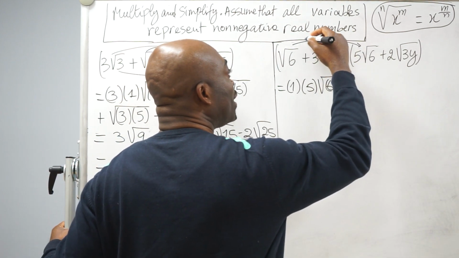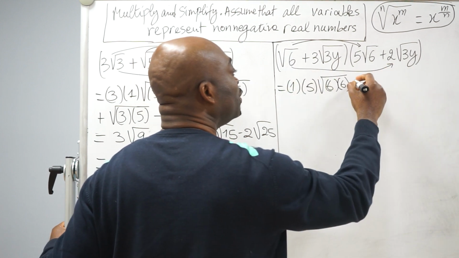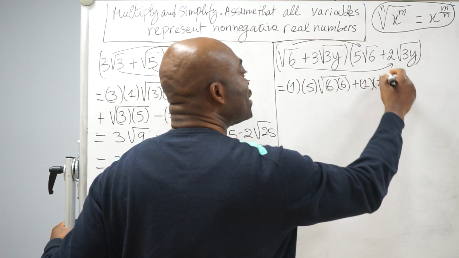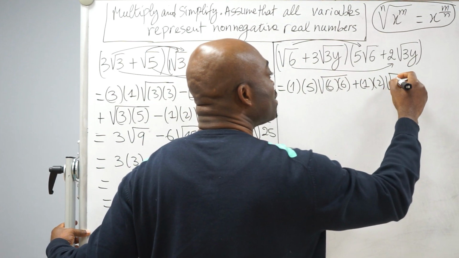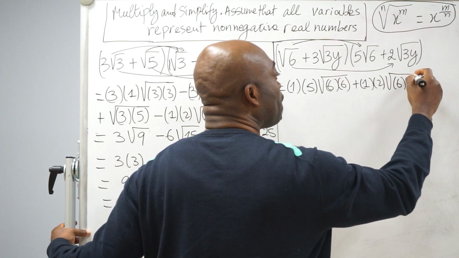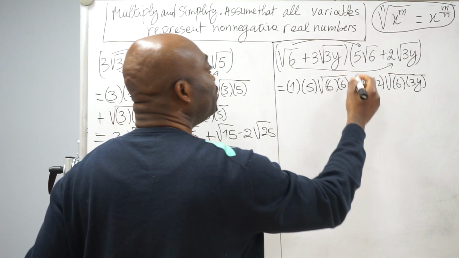Then you go with this one here. So the outer, that's 1 times 2, and then square root of what? 6 times 3y, correct? So it's 6 times 3y inside. And then you come back and we continue.